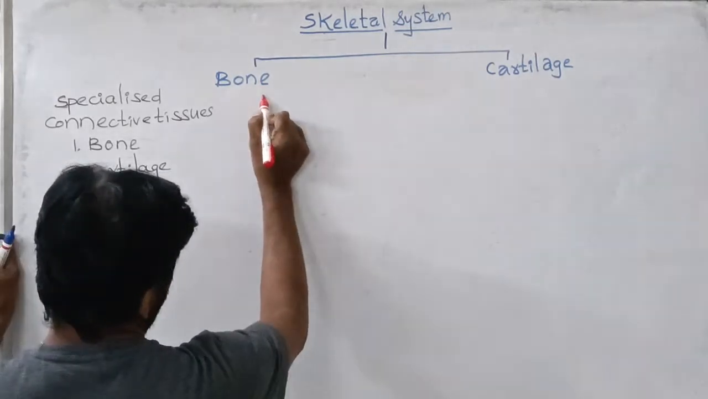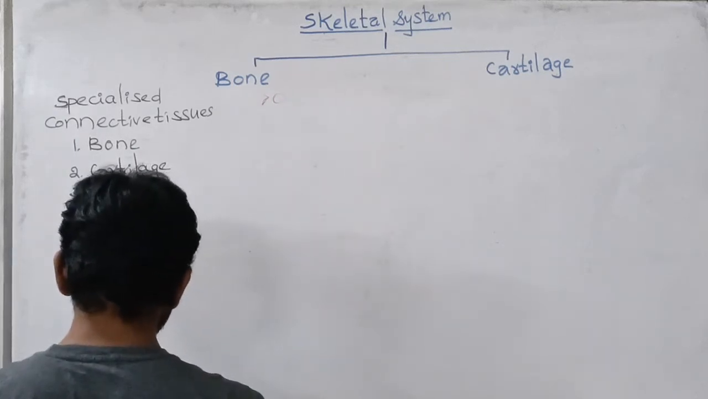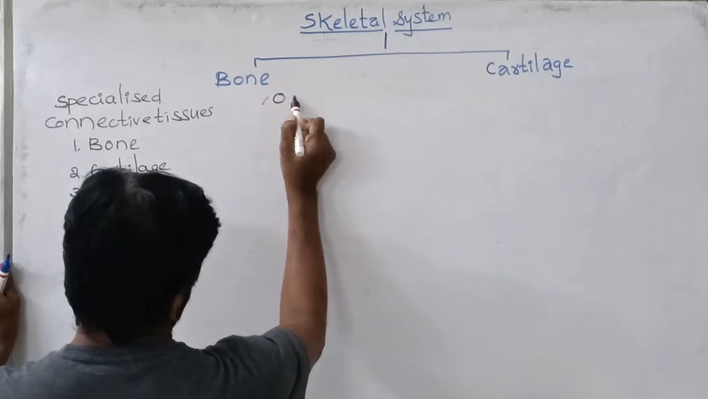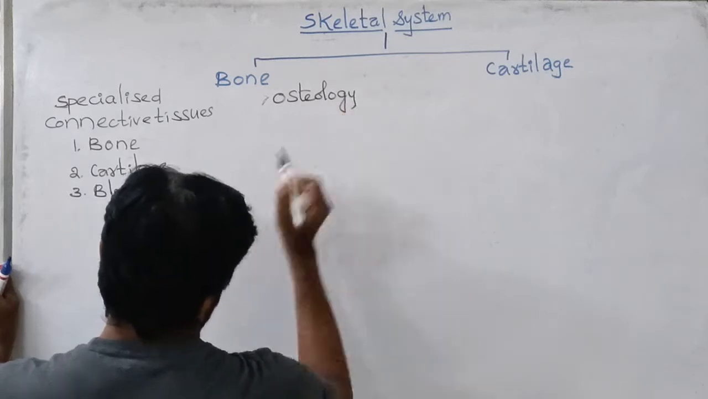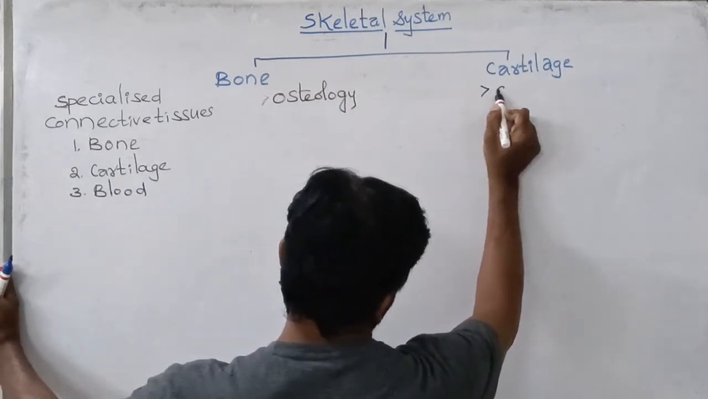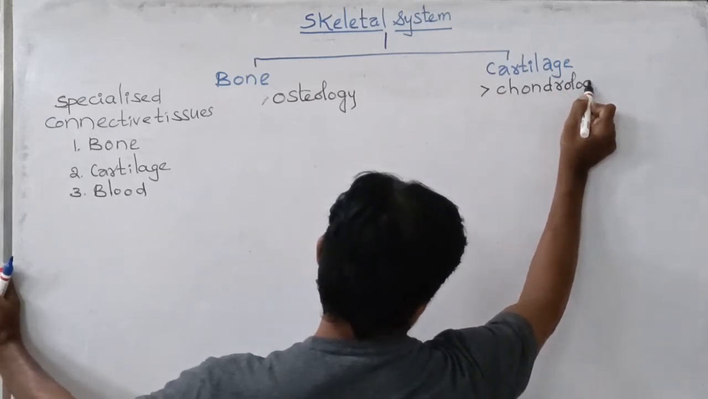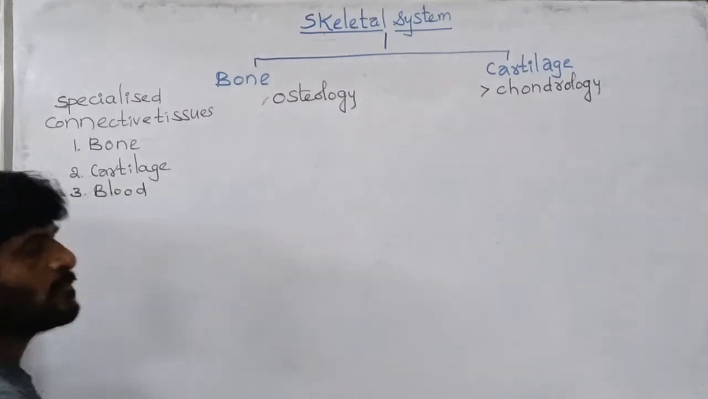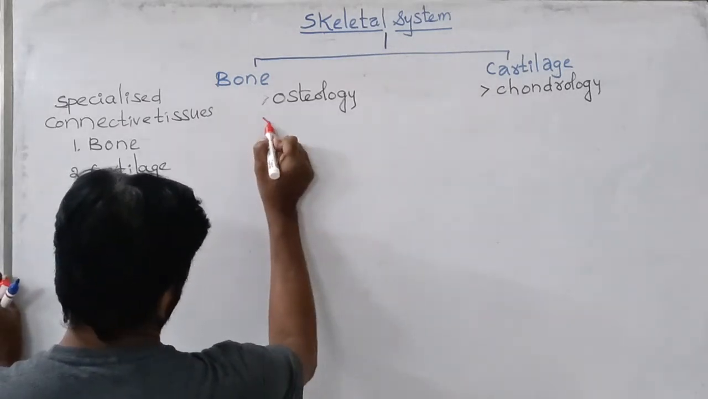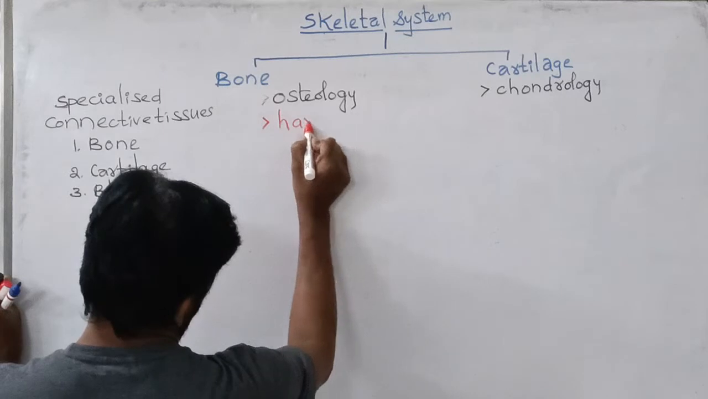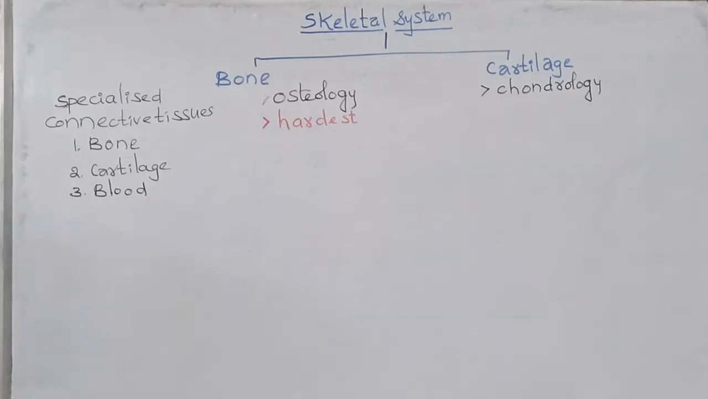Study of the bone is called osteology. And study of the cartilage is chondrology. Bone is the hardest connective tissue. This is the hardest connective tissue in our body, the bone.